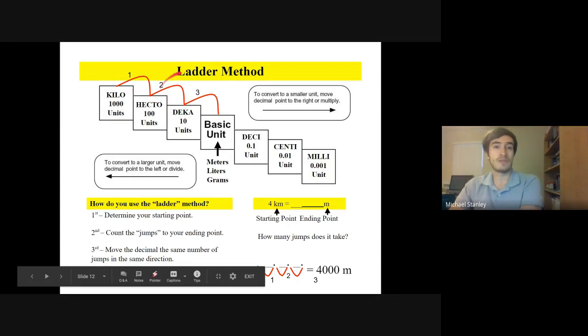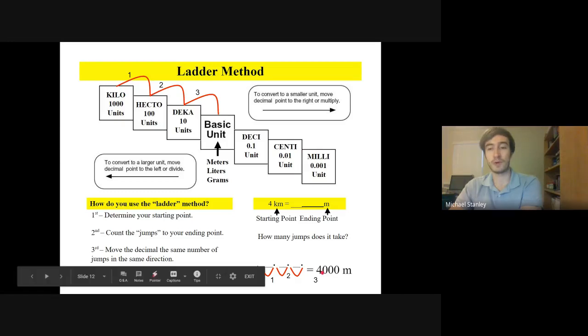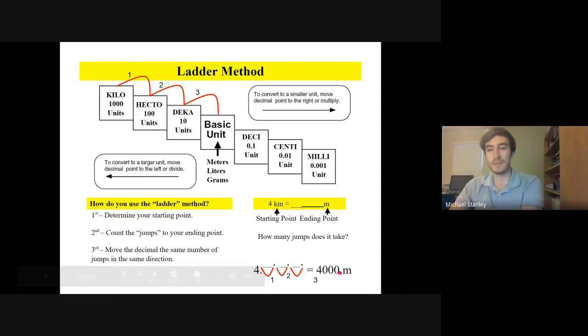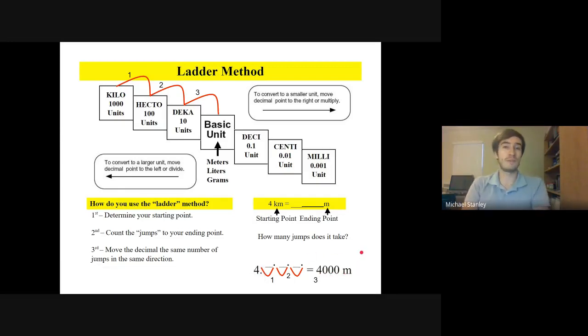We saw we had to do 3 jumps to the right. So our decimal point was initially here for 4 kilometers. And then we moved that decimal point 1, 2, 3 jumps to the right. So now our decimal point is down here where my little red dot is. And we filled in those 3 open spaces with zeros. So we ended up with 4,000 meters.